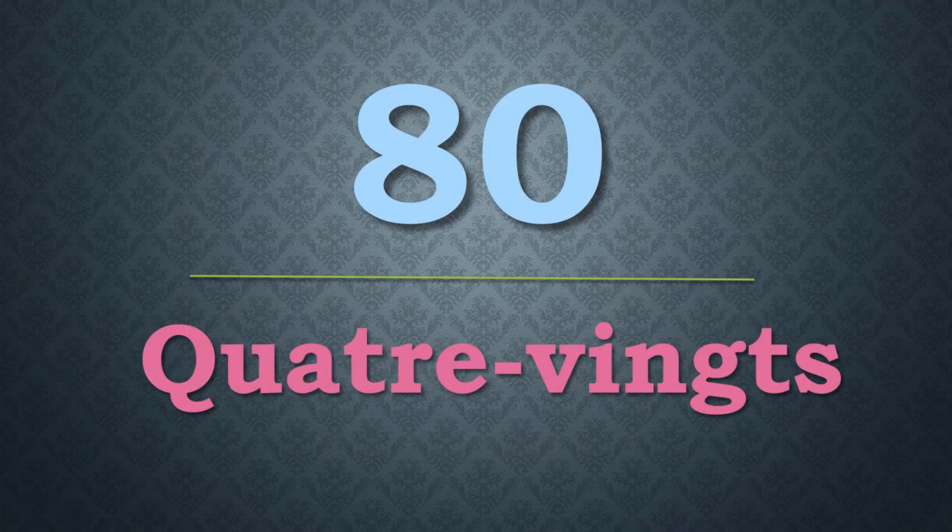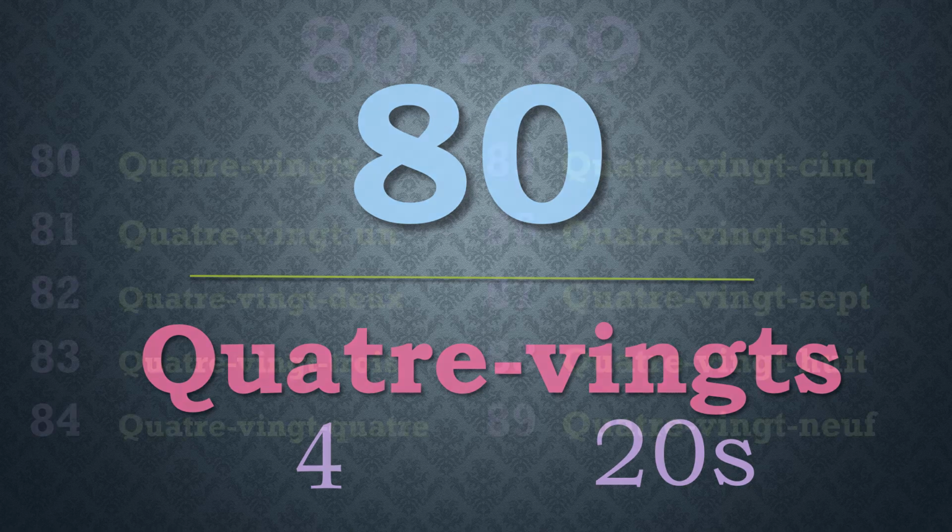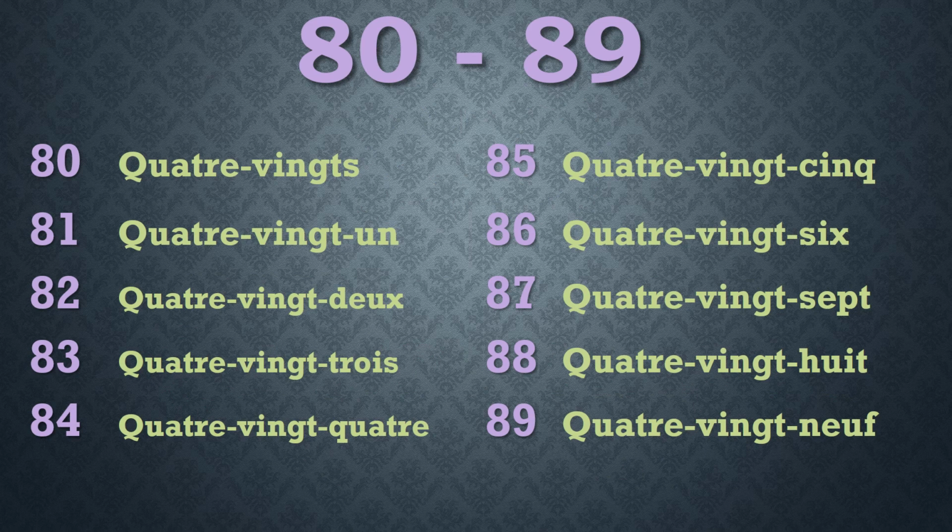Now that brings us up to 80. Now this is literally 4 20s. 4 means 4, and 20 means 20s. So let's take a look at 80 through 89 to see how that comes together. So here we have 80 through 89, basically 80 followed by numbers 1 through 9.